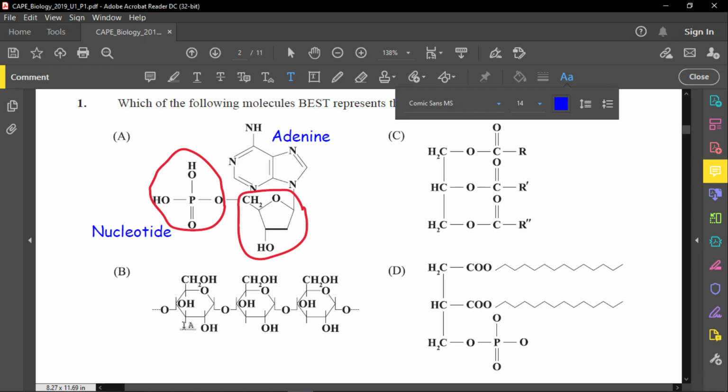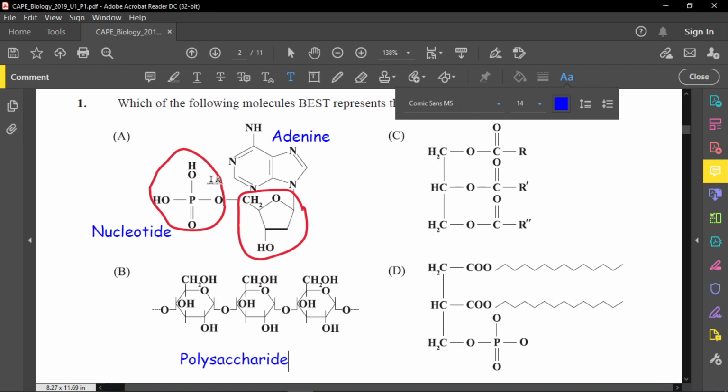For structure B, this is a polysaccharide. One thing that makes you sure about polysaccharide is that you see many OHs, and not just the OH, but also the hexagonal shape, which represents 6 carbon. So I'm going to show you the 6 carbon in a minute. So this is a polysaccharide.